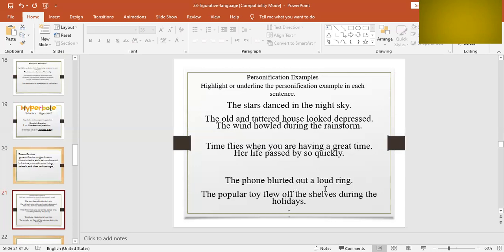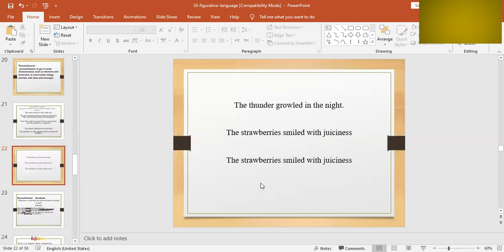The phone blurted out a loud ringing. The popular toy flew off the shelves during the holidays. A toy does not fly. When you buy toys for your children, it means that people have bought a lot of toys, so the shelves became empty. However, toys don't fly.